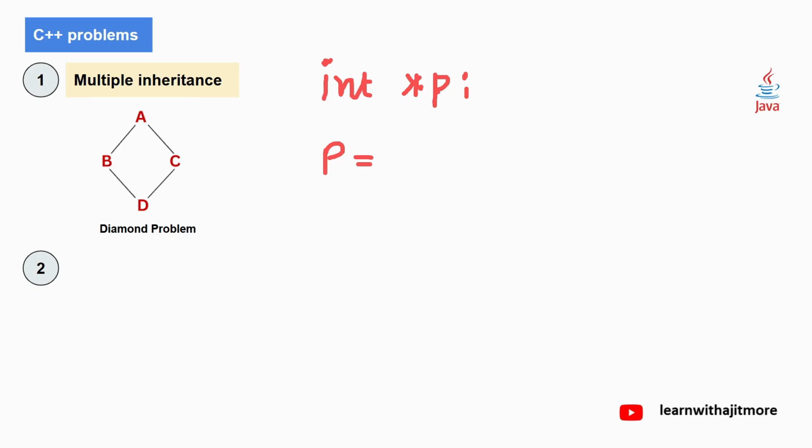Okay. And then storing that address in this P. So how to allocate memory using the new operator? C++ gives operator new. And how much memory? As much is needed for an integer. And I'm going to initialize that memory with some value. Suppose I'm initializing with 5.